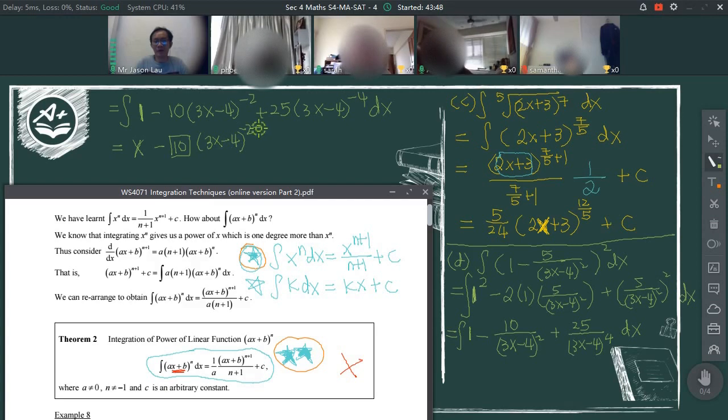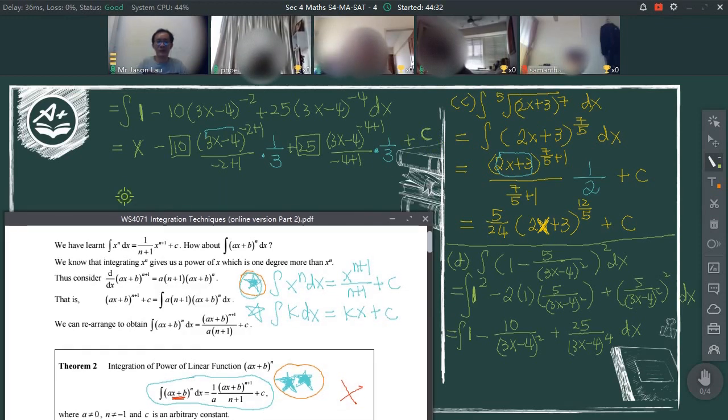We focus on the power first. Then after that, always remind yourself it's a linear power. So differentiate 3x minus 4 is 3. So you have 1 over 3. Then continue, plus 25, leave it alone. Then the 3x minus 4, focus on the power, plus 1 over negative 4 plus 1. Then your chain rule effect, differentiate 3x minus 4 again is 3, so 1 over 3. Then plus c.